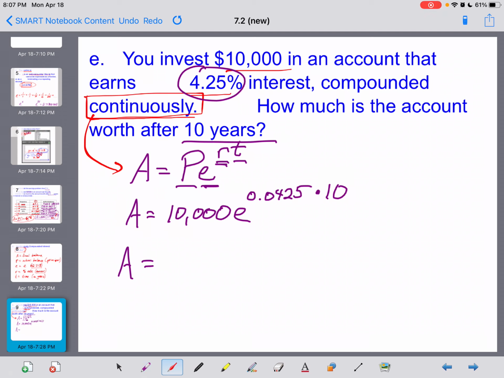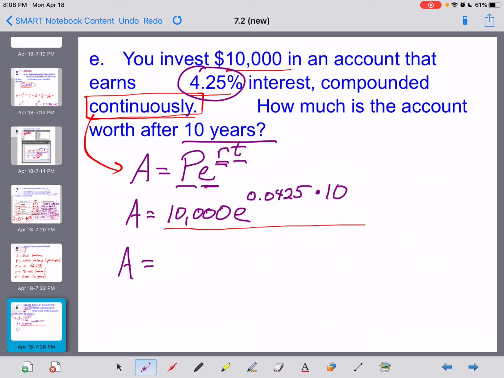And I'm going to type into my calculator exactly what this right side here looks like. So I'm going to do 10,000. You can hit times here if you want, but you really don't need to. Then I'm going to hit that button I told you guys about before, the E to the X button. I'm going to hit second, and then the natural log button, which is next to the 4 on your calculator. All right, it's the third button up from the bottom left-hand corner. So an E popped up, and then the little box up on the top. So I type in 0.0425 times 10. That's what it looks like.